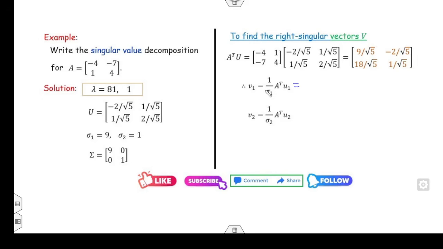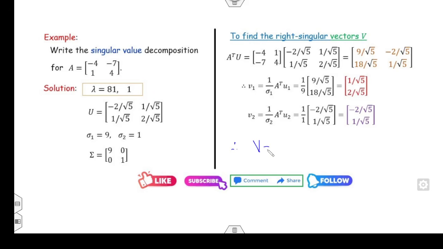Then 1 over sigma 1 is 1 over 9. A, that is the first column, and 18 by root 5. So I can divide it by 9. So that number will be 1 over root 5, 2 over root 5. And what is sigma 2? Sigma 2 is my 1. Fine. So that is the only second column.